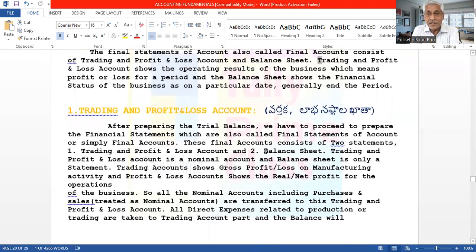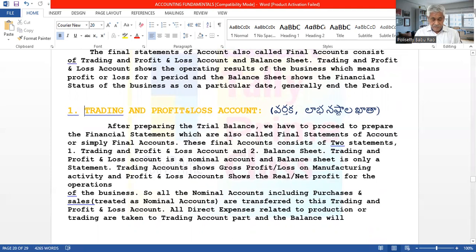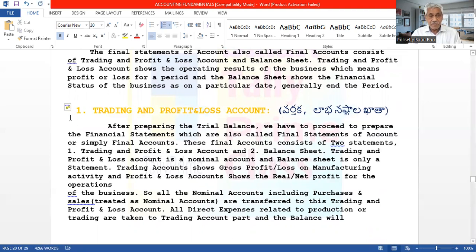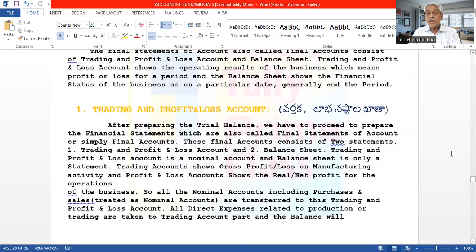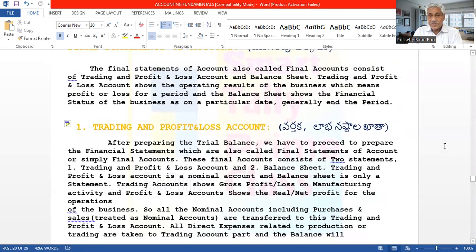I told you already, in the profit and loss account, we find out the profit or loss. But this profit and loss account is prepared in two parts. It is prepared in two parts because one is when we manufacture goods, we pay some expenses.